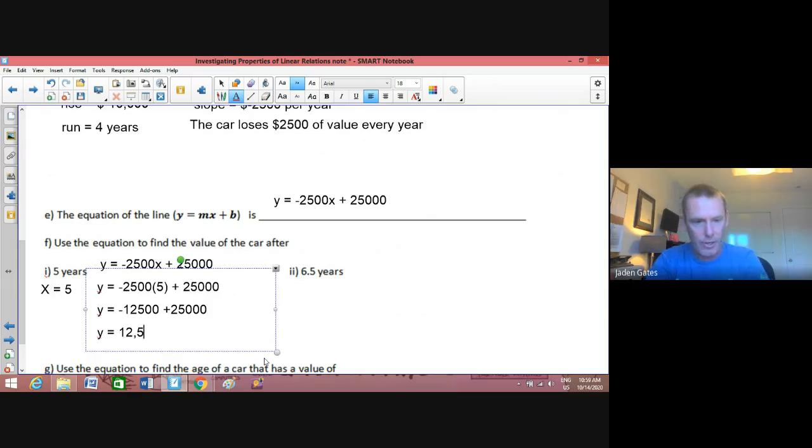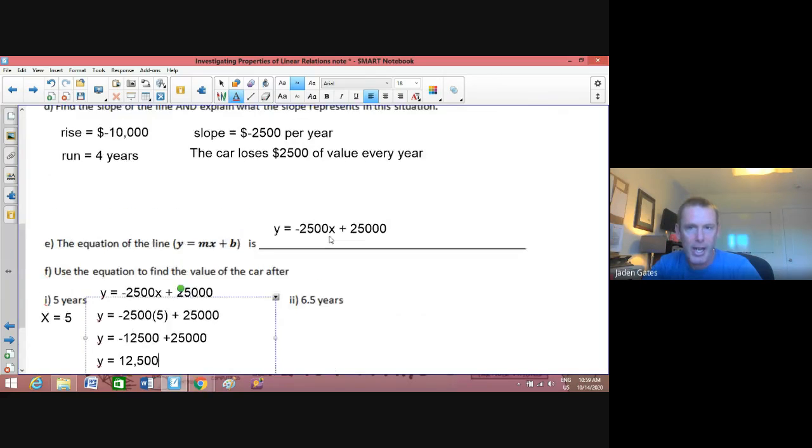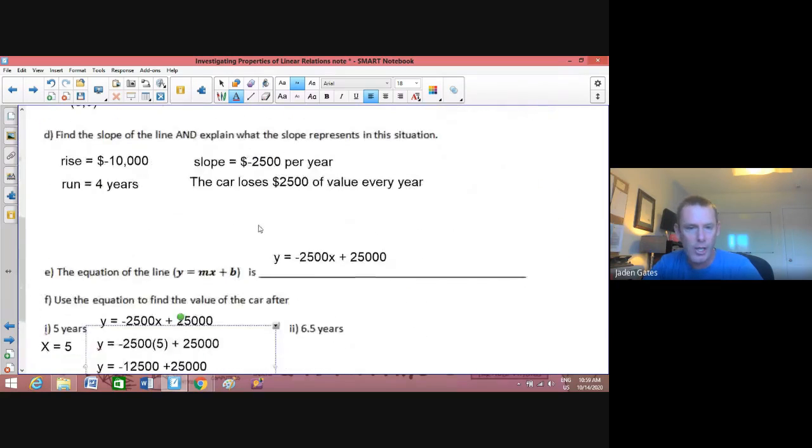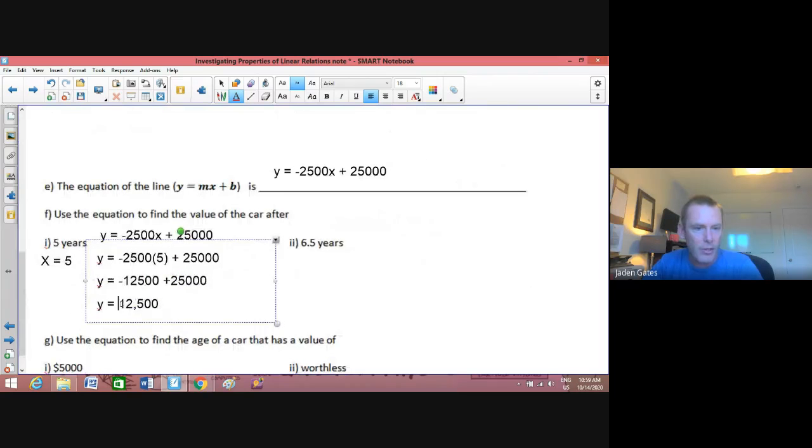And then finally, I put those two numbers together, and I believe negative 12,500 plus 25,000 is actually 12,500. What are the units? What did we just find? Again, we found the y value. What's the y value? The value of the car, because we look on the y-axis here, it's in dollars. And so after 5 years, a $25,000 car is now only worth $12,500.